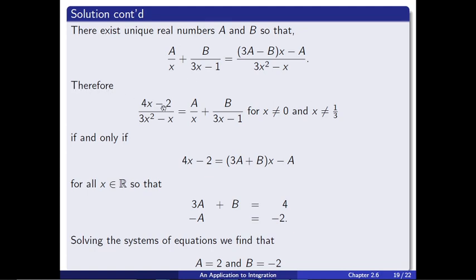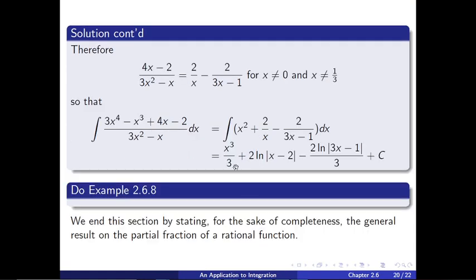And so therefore (4x minus 2) over (3x squared minus x) is equal to a over x plus b over (3x minus 1) if and only if 4x minus 2 is equal to (3a plus b)x minus a. And then we create our system of linear equations. We find a and b: a is equal to 2, b is equal to minus 2, and so that rational function becomes that when we replace a and b with the values that we found.